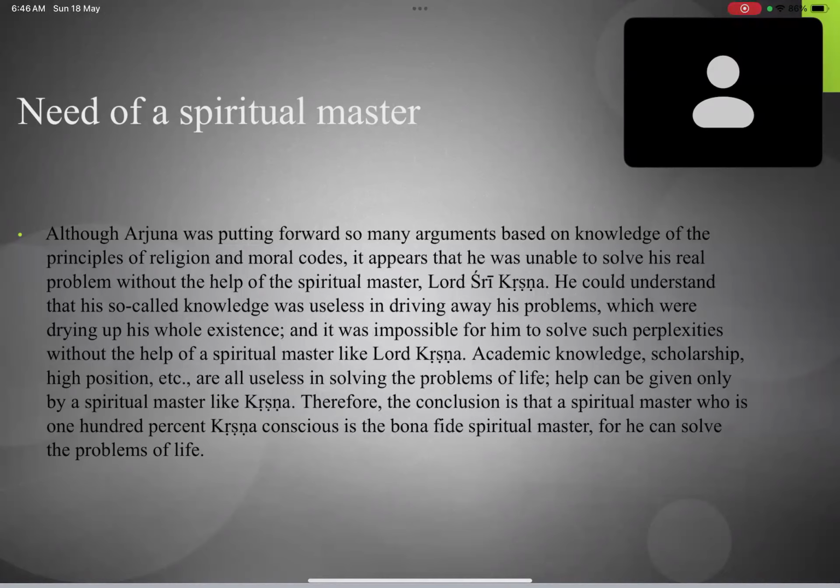Krishna. Academic knowledge, scholarship, high position, etc., are all useless in solving the problems of life. Help can be given only by a spiritual master like Krishna. Therefore, the conclusion is that a spiritual master who is 100% Krishna conscious is the bona fide spiritual master, for he can solve the problems of life.